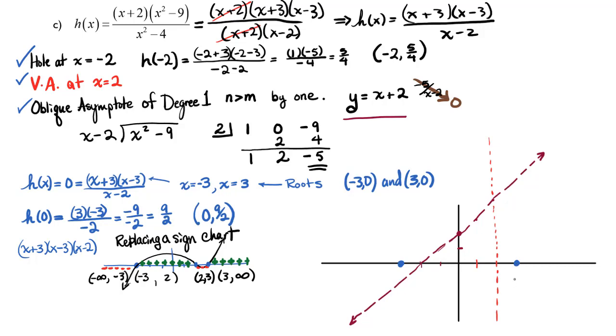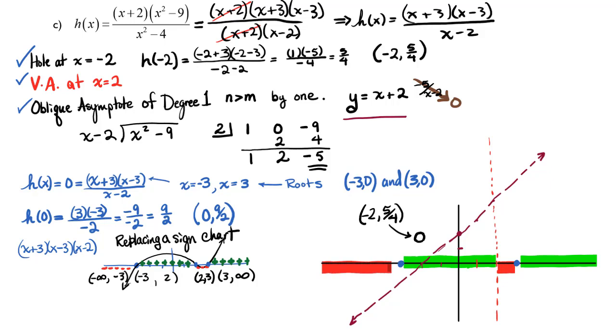And I'm also going to list where the holes on this function exist. So the hole exists at (-2, 5/4), which is just over 1. The last thing I'm going to do is highlight in green the portions of the rational function that are positive, and I'll highlight in red the portions that are negative.